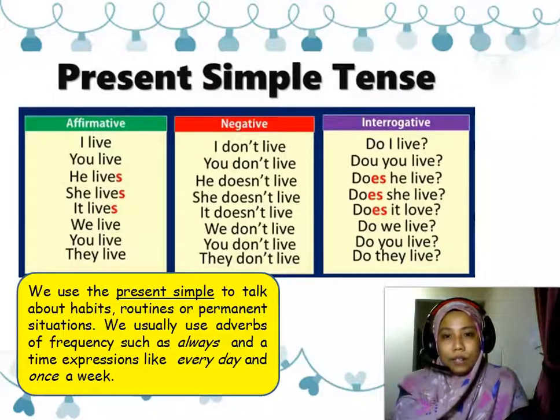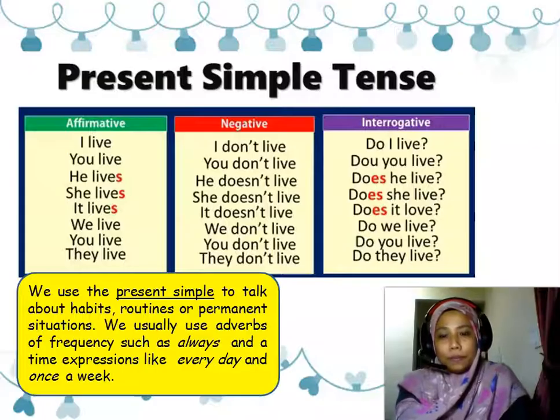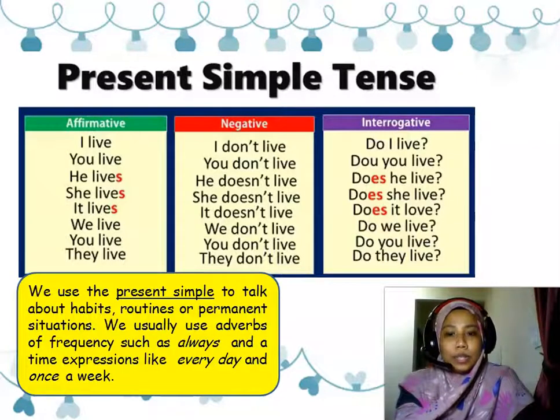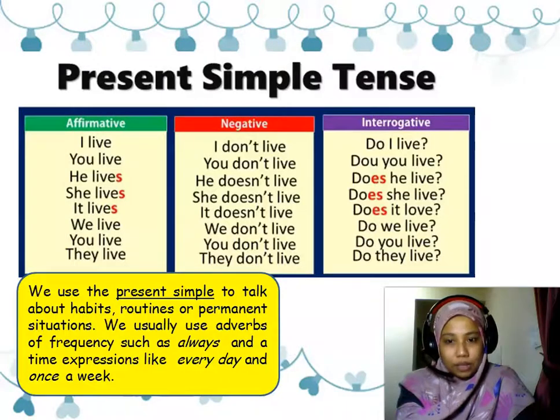Again, let's revise the explanation or introduction of the present simple tense. We use the present simple to talk about habits, routines, or permanent situations. We usually use adverbs of frequency such as always and time expressions like every day and once a week.